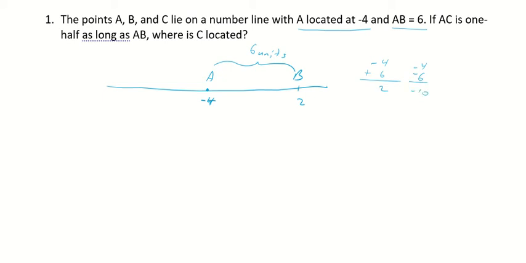Because they didn't tell us a direction from A to B, they just said that we were going to travel 6 units. So we could have gone 6 units in the negative direction on this number line, and we'll call this point B2, which will make this first one B1. And that's at -10. Okay.